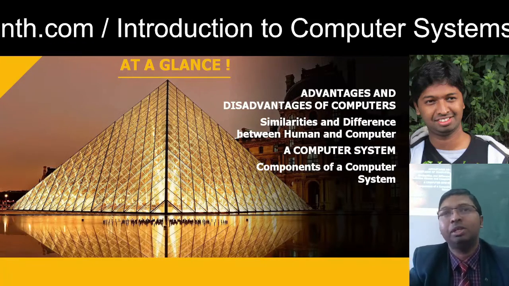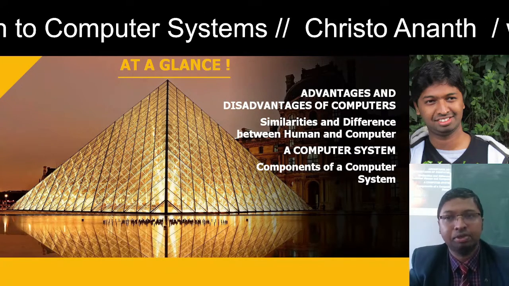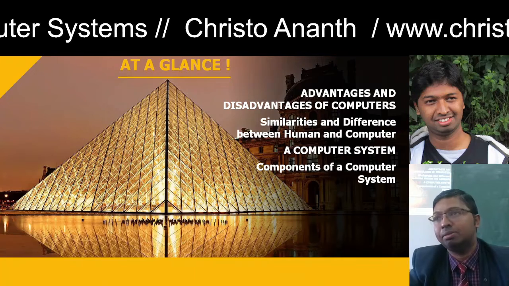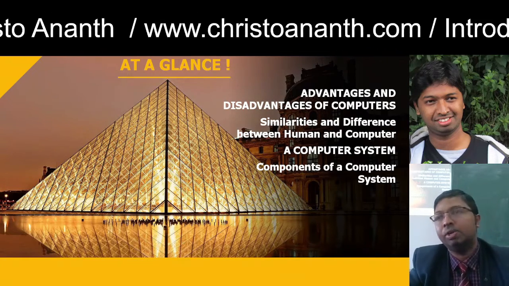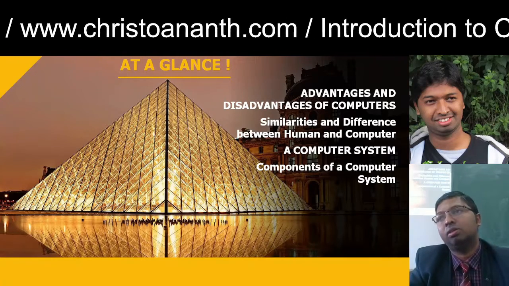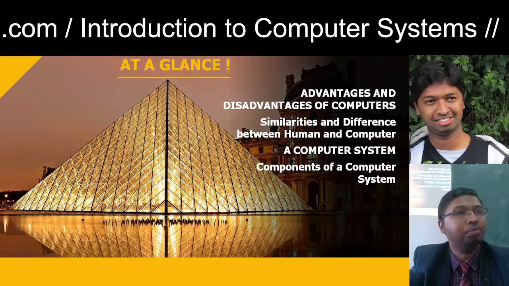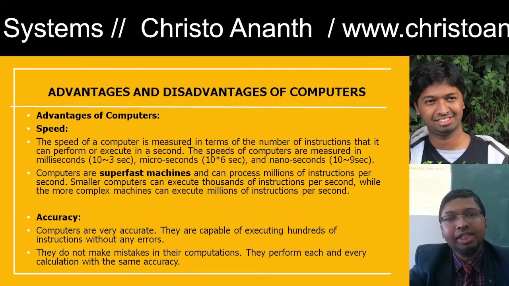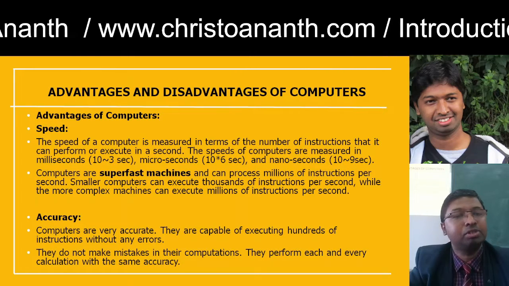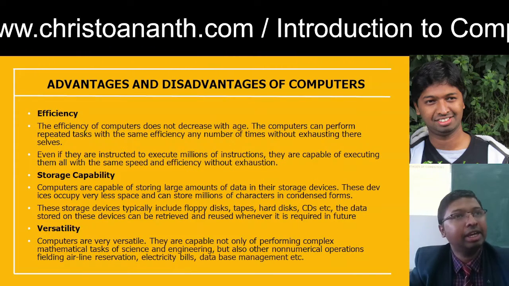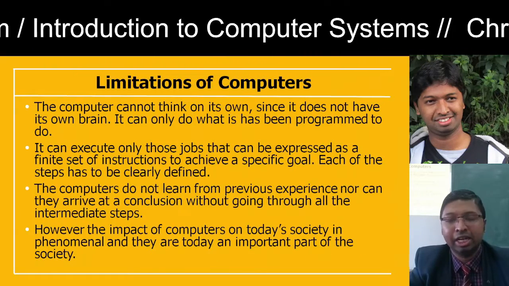So the topics are pretty much similar. We are going to discuss the advantages and disadvantages of computers. Then we discuss the similarities and differences between the human and the computer. We discuss overall what we mean by a computer system and what the components of a computer system are. These are the advantages of computers. You can discuss in terms of speed, accuracy, efficiency, storage capability, versatility and so on.